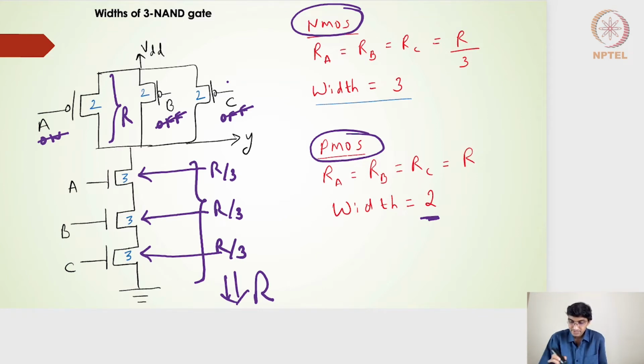So the design of this particular 3-input NAND gate is now clear, because we have done this width scaling in such a way that it will give me an equivalent resistance on the pull-up and the pull-down side equivalent to that of the 2:1 inverter.